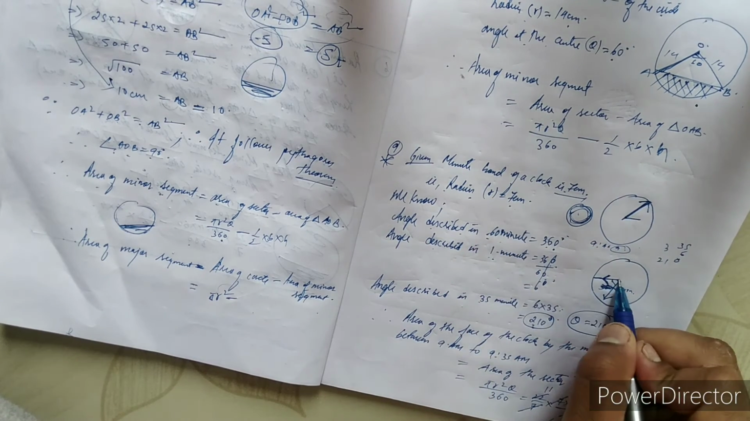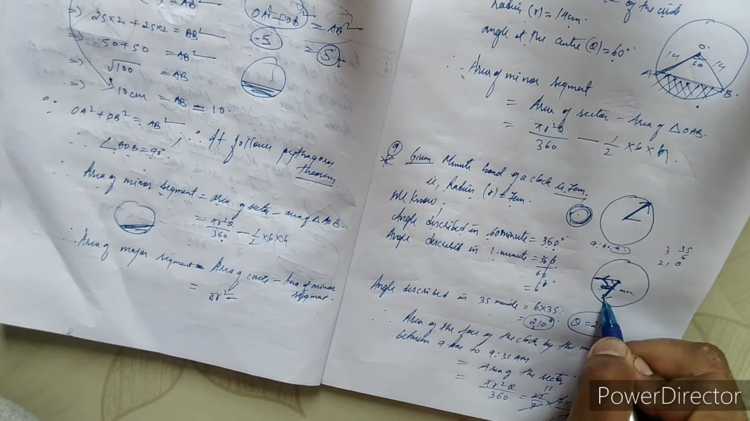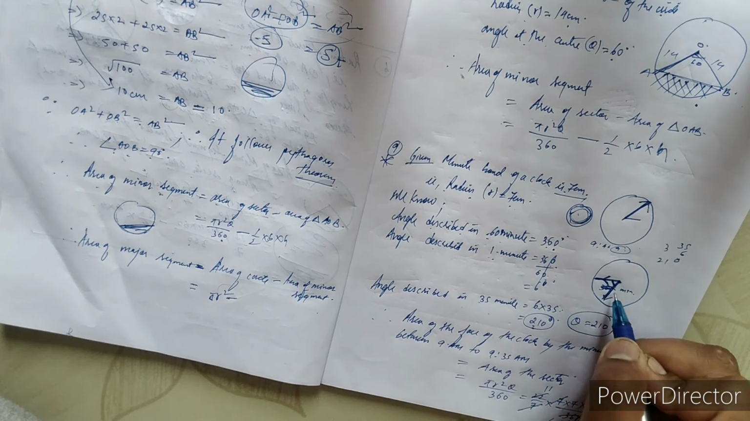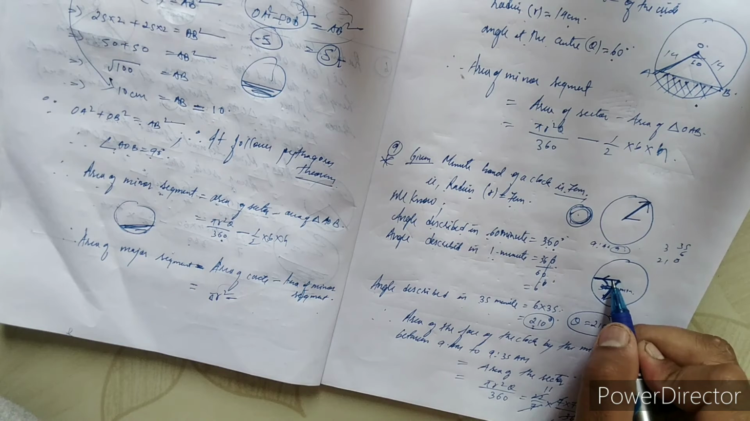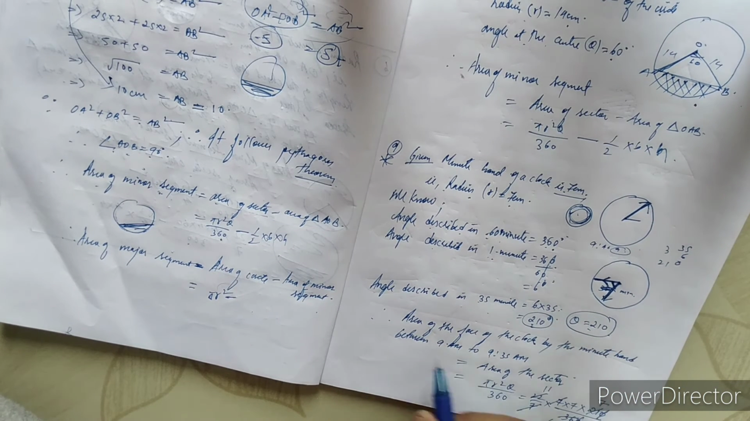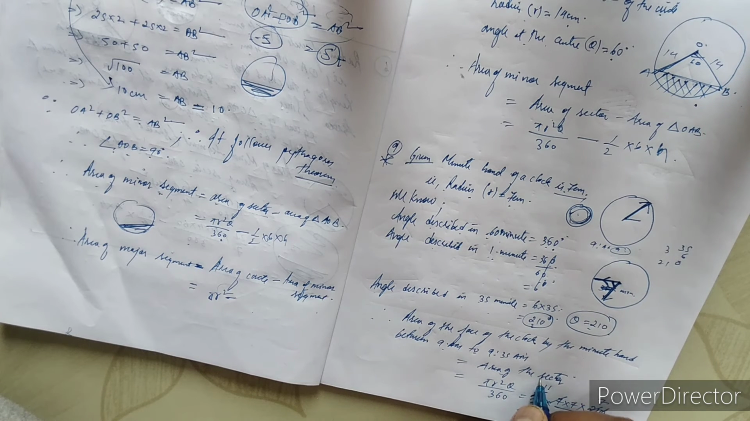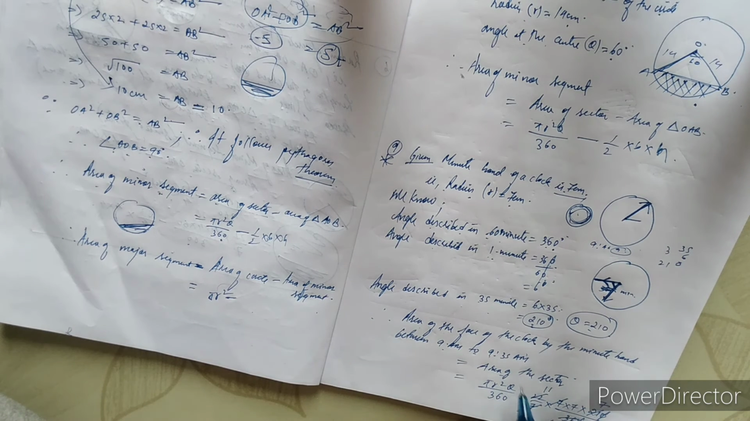So theta we got 210, and radius we have. This looks like the sector of the circle, and you already know the radius and the angle 210. What you have to find, the area swept by the minute hand of the clock between 9 AM and 9:35 AM, is equal to the area of the sector only. Area of sector is pi r square theta by 360. You put the values and you'll get the answer.